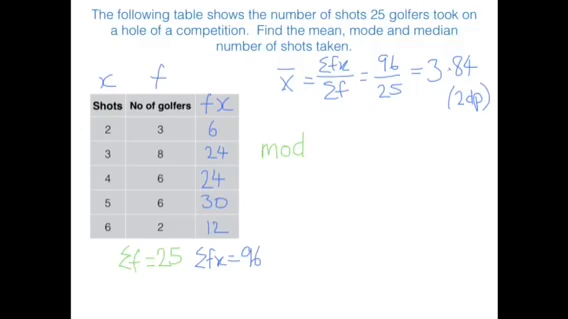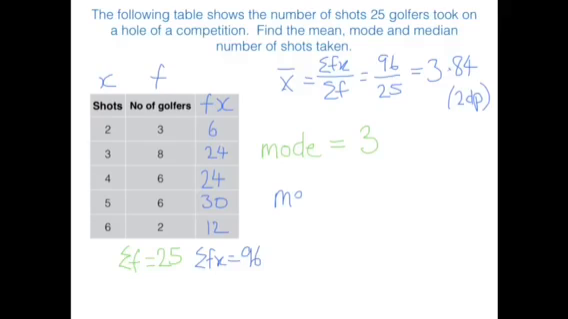Finding the mode is much easier, but we still need to be a little bit careful. The mode is the most frequent. So if we look down the frequency column, f, most frequent is 8. Well, how many shots was that? Well, 3 shots. 8 golfers took 3 shots. And so the mode is 3.